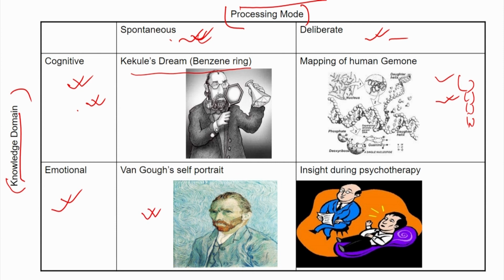So, all of a sudden Van Gogh drew the idea of a self portrait, or the idea of the Mona Lisa, which is more emotional in nature, and then it was created all of a sudden. But those insights which are generated out of psychotherapy, those emotional insights or reasons for emotional problems which are evaluated in psychotherapeutic sessions, are a deliberate mode, because the psychotherapist has to work with the person and work backwards, right.